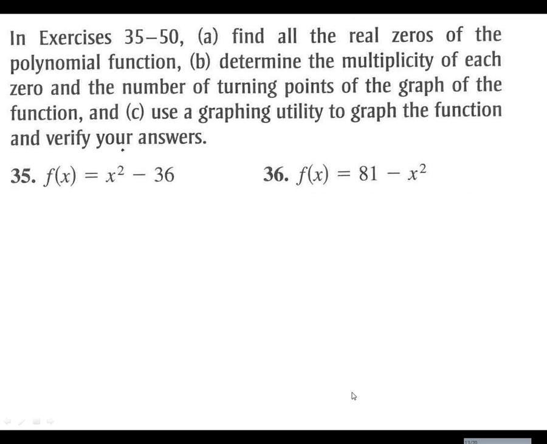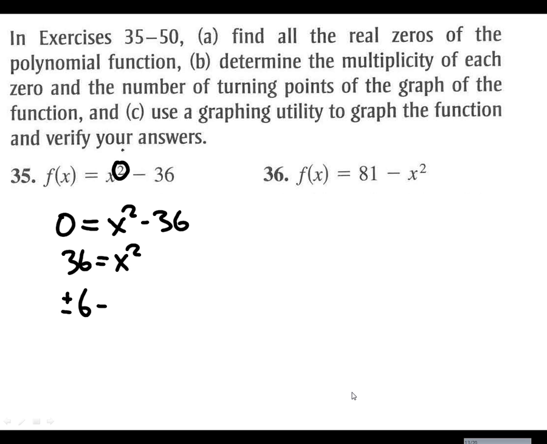Find all the real zeros of the polynomial function. So for this one, 2 possible zeros. Let's go ahead and solve for them. Plug in 0 for f of x. Get x by itself. And so we're going to say plus or minus 6 equals x. 6 is the square root of 36. So we do have 2 zeros here.